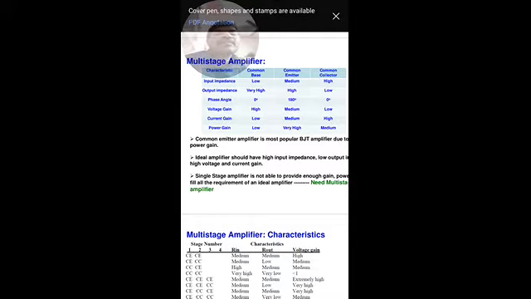And coming to common emitter configuration, the base is the input and the collector is the output. Base is moderately doped, so we have a moderate or medium input impedance in the common emitter amplifier.